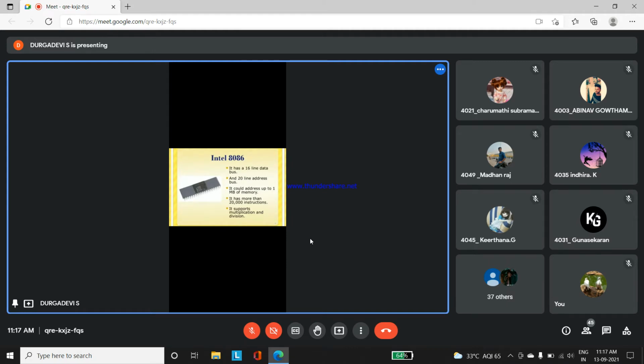See here the pin configuration of 8086. It's a 40 pin.